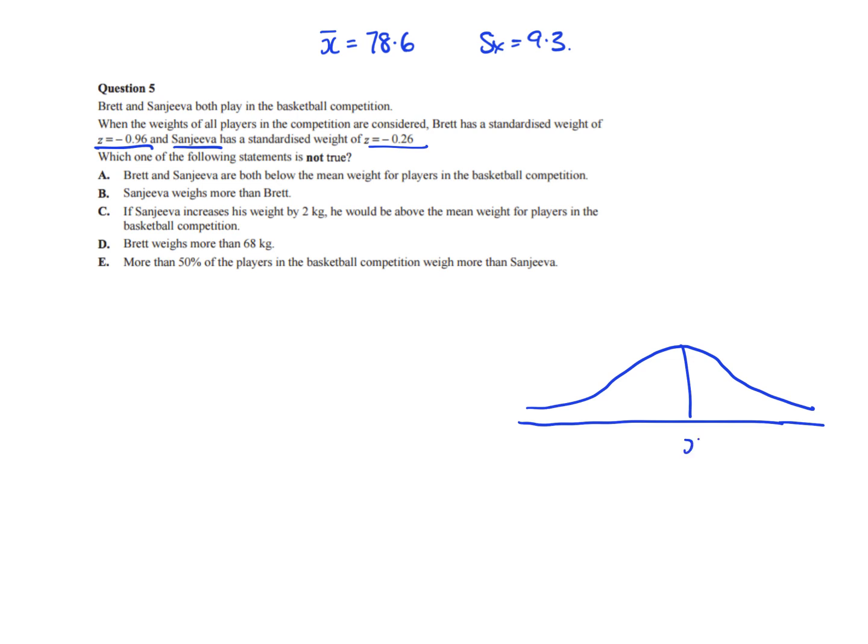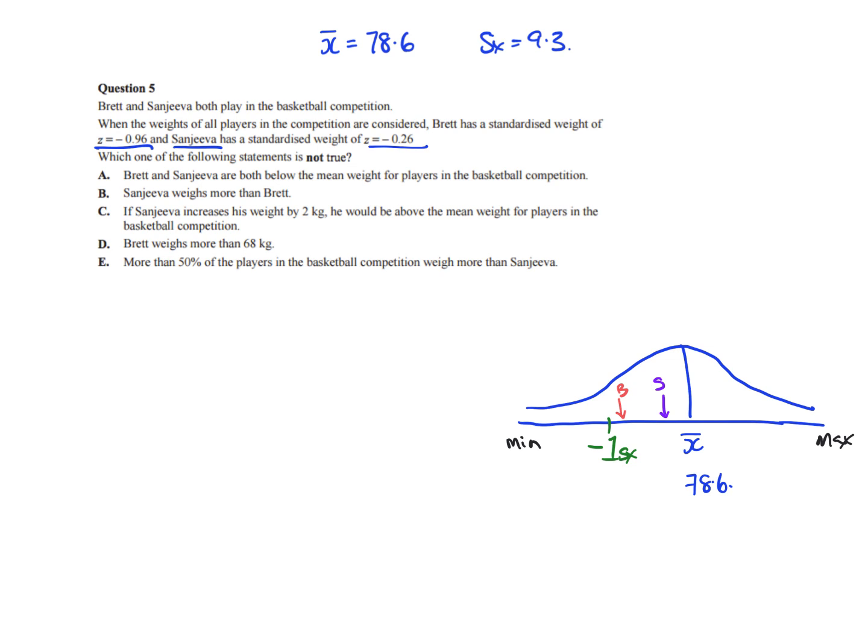Okay, so the mean here is 78.6. Now, if I go down minus 1 standard deviation, Brett will be, he's very close to that. Not quite there, but there's Brett. And if I look at Sanjeeva, they're just a little bit less, so there's Sanjeeva. So that's how the scale would look like. So this is their weights. So this is the maximum weight up here, and this is the minimum weight down here.